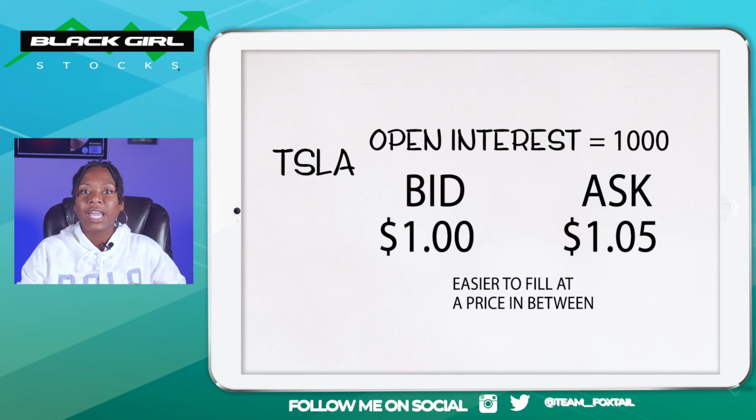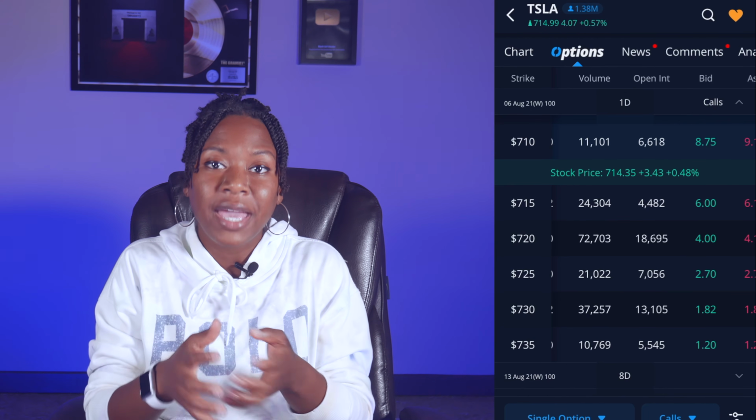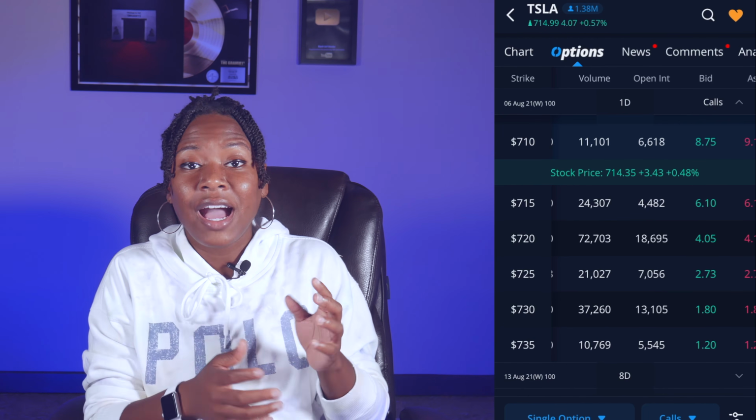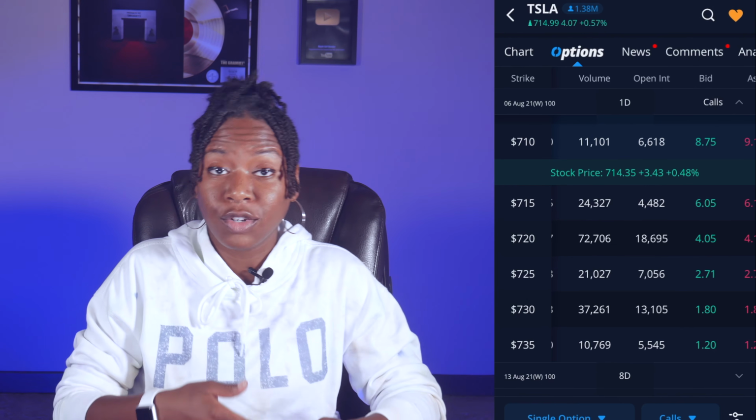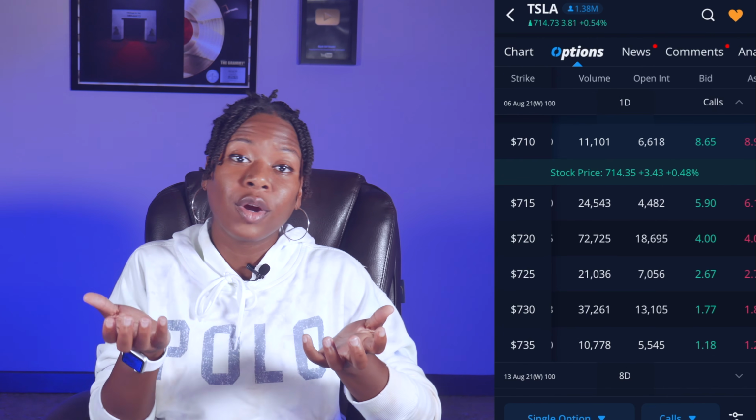So if you were looking at Tesla options and you see that the open interest is 10,000, then the market is really moving right now. And then you're going to see the bid and the ask is going to be a little bit tighter. You might see a bid of $1 and then an ask of $1.05. So with this higher open interest, it's going to be more likely to get a mid-market price, less than 1.05. So when I say that, it's going to be easier for you to get lower than 1.05.